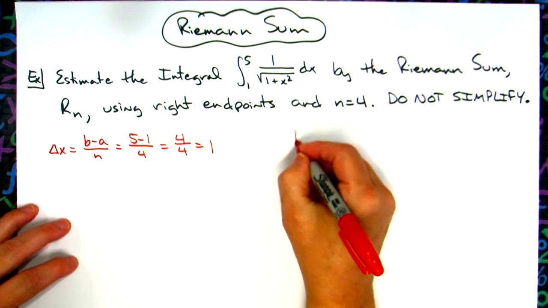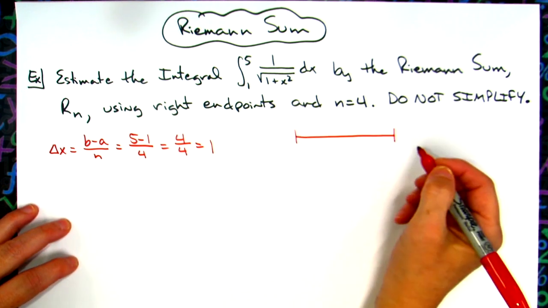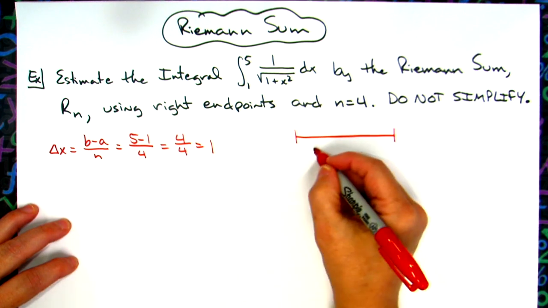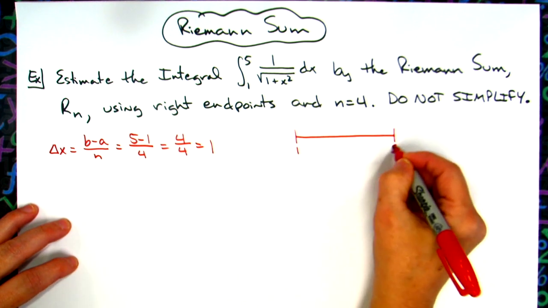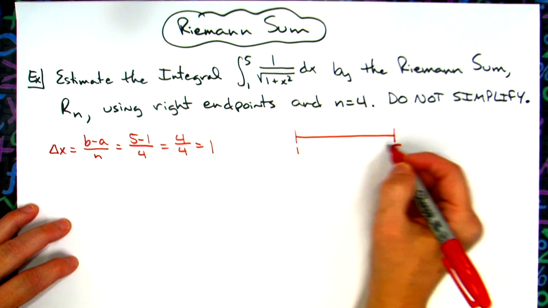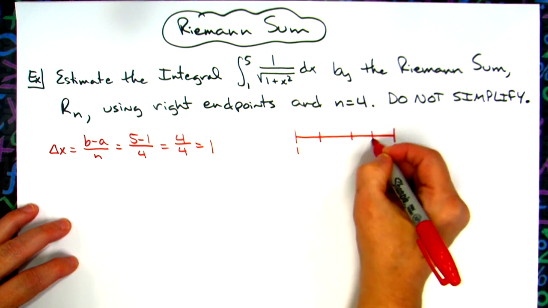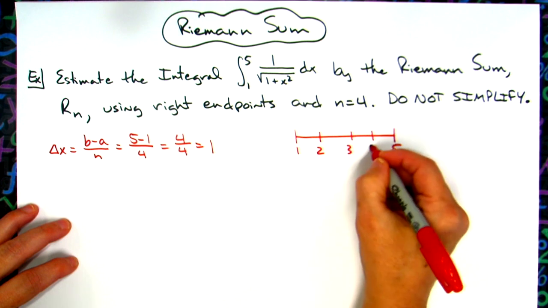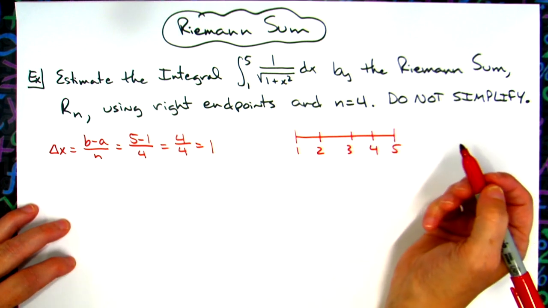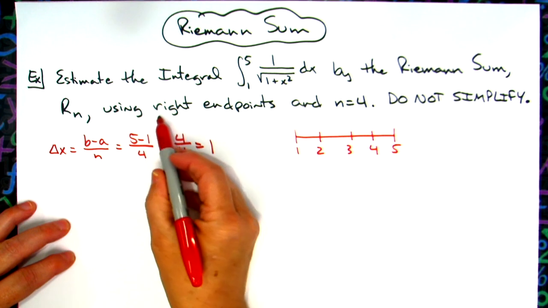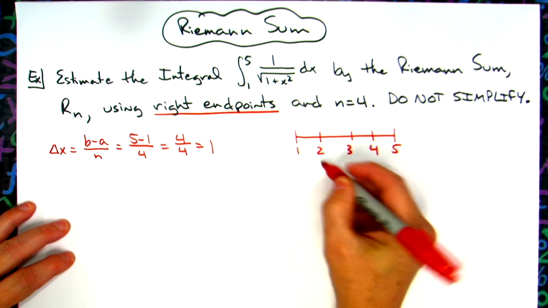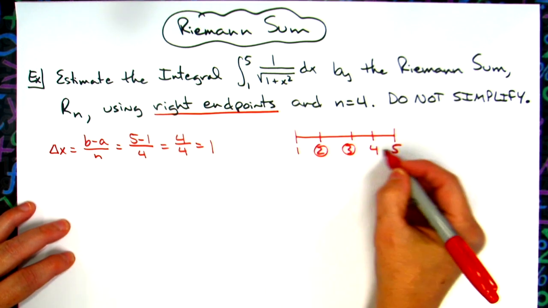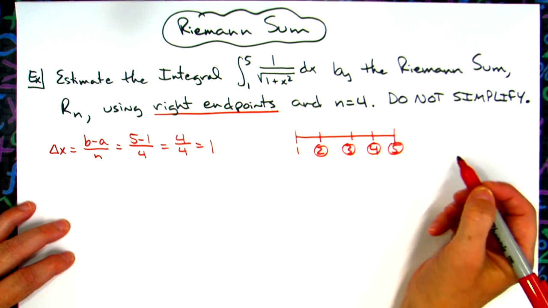Now if you want to do a little visualization without drawing all of the rectangles, this interval from 1 to 5 is going to be broken up into 4 subintervals. As such, they're going to have a delta x of 1. So this will be 2, this will be 3, this will be 4. That just helps a little bit here because it says right endpoints. So my right endpoints are the 2, the 3, the 4, and the 5.